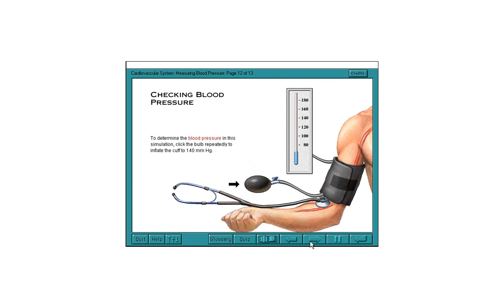To determine the blood pressure in this simulation, click on the bulb repeatedly. Now, click on the bulb's valve to begin deflating the cuff.